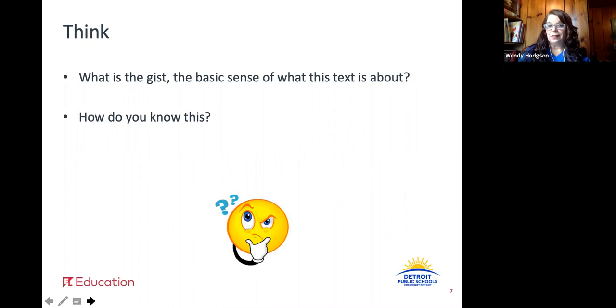How do you know this? So what do you think the gist is? They talked a lot about bees, didn't they? And it seems like the bee populations over the years have been dwindling, and they're trying to figure out why. They talked a lot about pesticides and how they might be affecting the bees and how to keep bees healthy. Talking about their nutrition, right? So think about, what is the gist and the basic sense of what this text was about today.